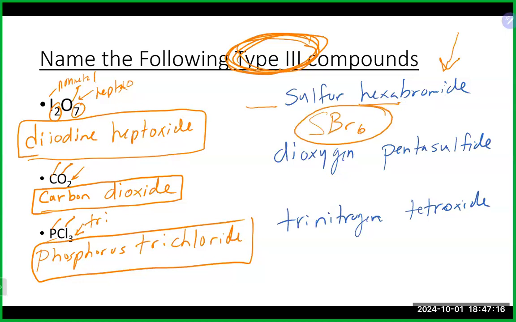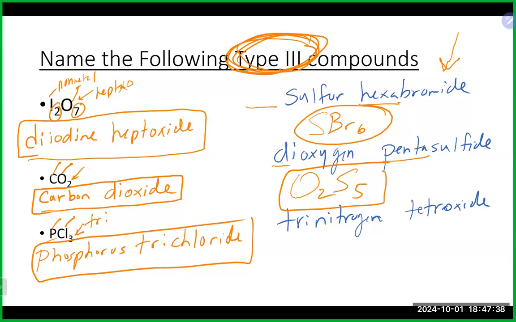Just like that. Nothing to balance, just write what it says, basically. Here I see di, which is a prefix. I see penta, that's a prefix, tells me it's type 3. So again, just going to write what it says. Di is 2, oxygen is O, so that's an O2. Penta is 5, sulfide is S. So there that is, yes.